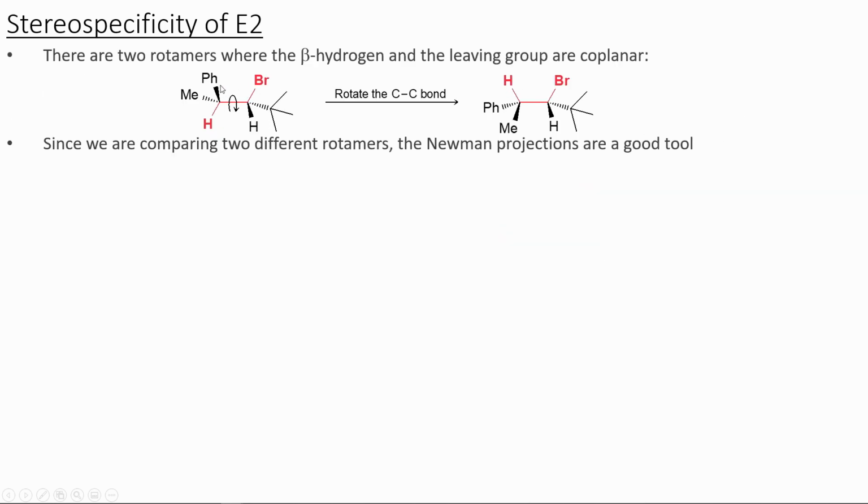So if we rotate around this bond, there are two potential orientations where this can occur. There's the orientation where they're anti to each other, on opposite sides of the molecule, and then there's another orientation where they're on the same side. We can look at the Newman projections of these two. The anti-coplanar has the bromine and hydrogen staggered, and the syn-coplanar has them eclipsed.